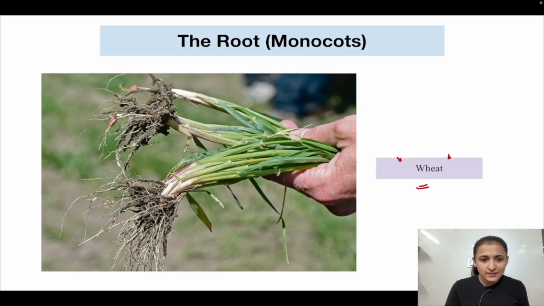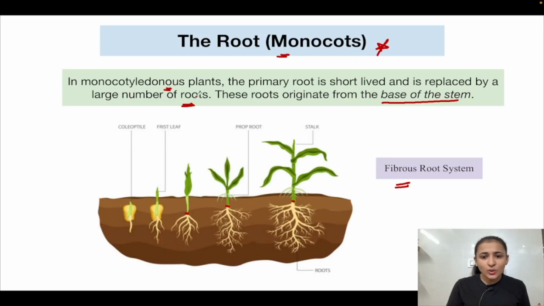So as you can see in this image, a number of roots are arising from the base of these stems of wheat plants. These represent the fibrous root system. As you can see, they are present in clusters, right? As we saw in this diagram.